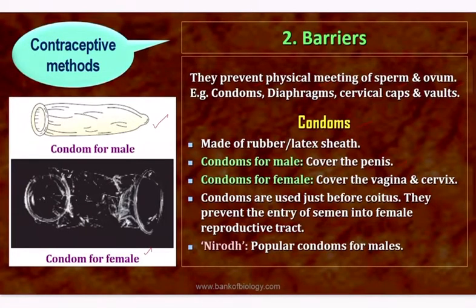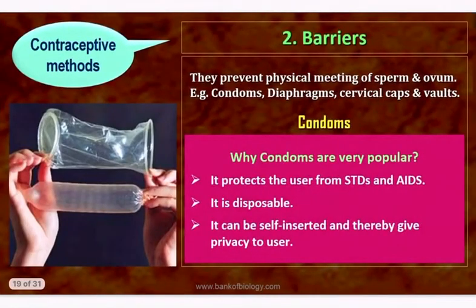Now let's see the first one, the condoms. It's made up of rubber or latex, a latex sheath. As you are seeing in the picture, there is a condom for male as well as a condom for female. The condom for the male covers the penis, and the condom for the female covers the vagina and cervix. Condoms are used just before coitus. They prevent the entry of semen into the female reproductive tract. Like Nirodh, the popular condom for males.